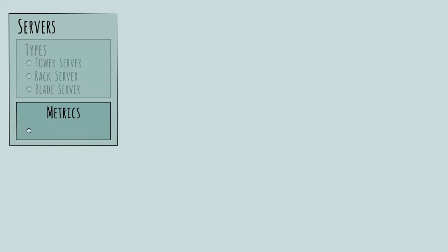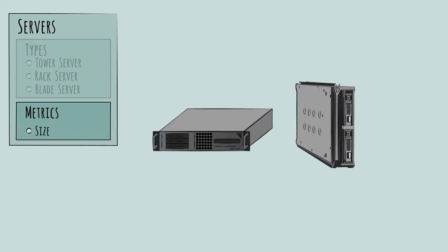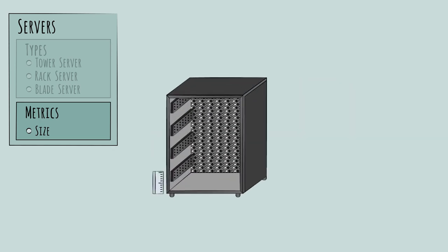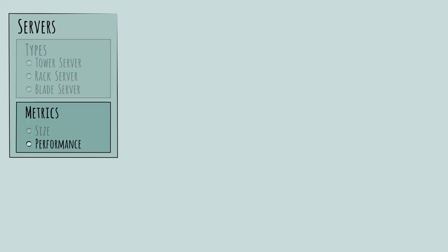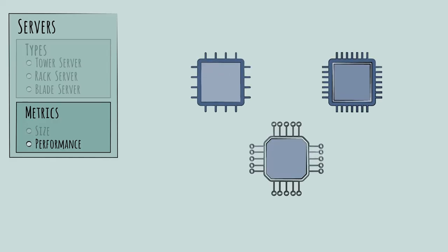Of course, size is key. For rack and blade servers, size is usually measured by vertical height, in terms of how many so-called rack units they occupy. Each rack unit is roughly 1.75 inches. So, for example, a 2U server would be roughly 3.5 inches tall. Performance is another key factor, usually gauged by the underlying components, namely the number and type of semiconductor chips.